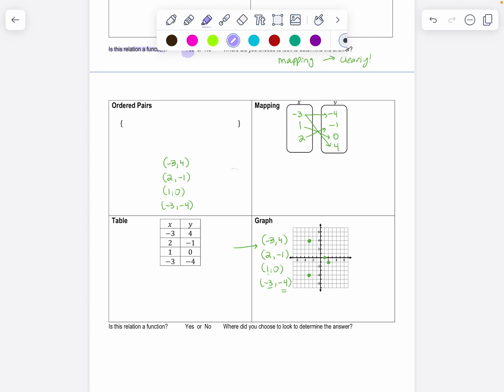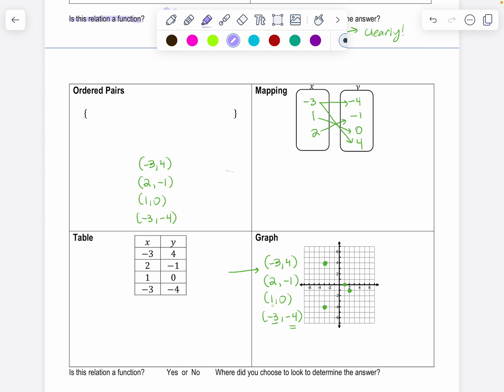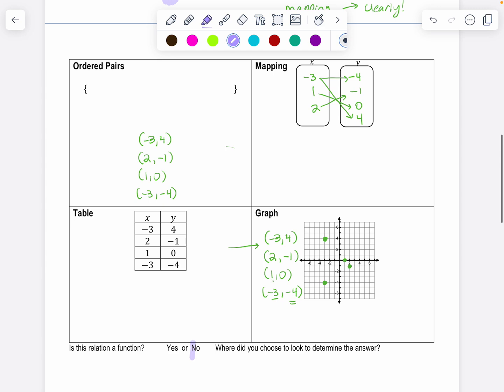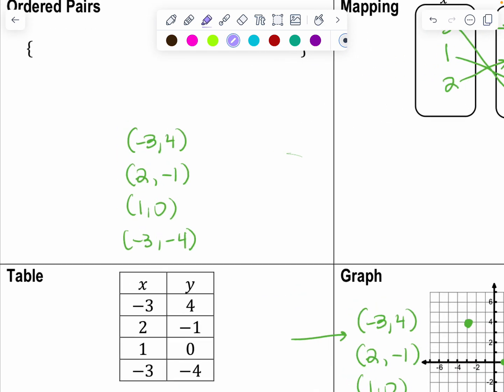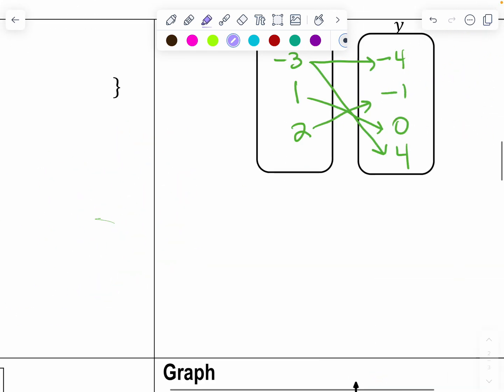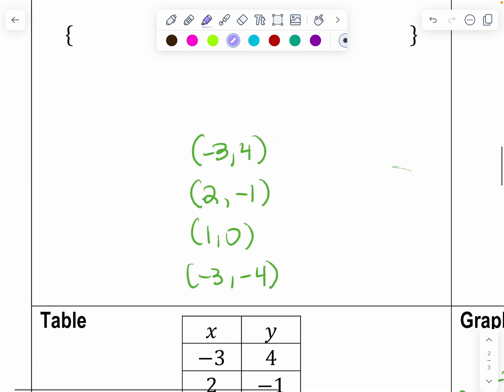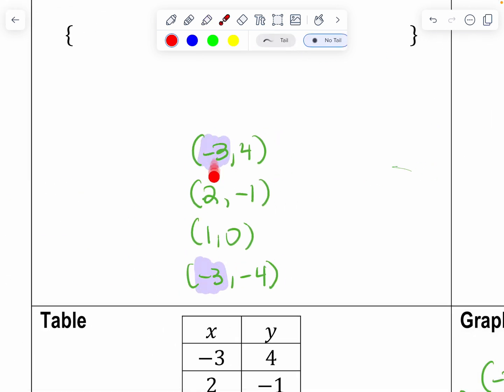Is this a function? Take a second. Doesn't matter which box you look in. Pick a box, narrow in and see, is it a function, yes or no? Nope, it's not. I'm going to look at the ordered pairs. Again, I really like a mapping, but I want to show you from here. I have a non-functioning machine. Here's the evidence of why it's not functioning.